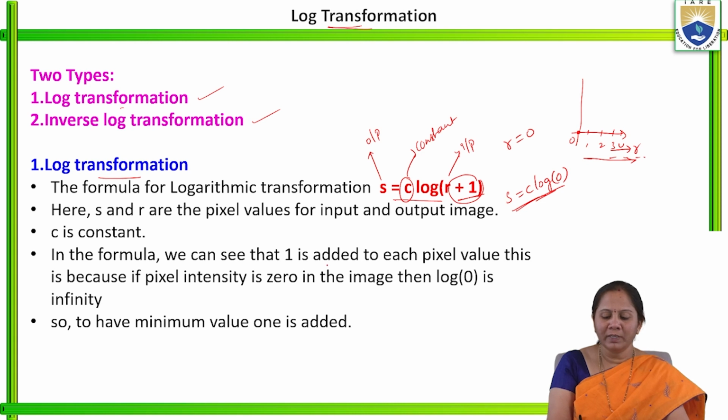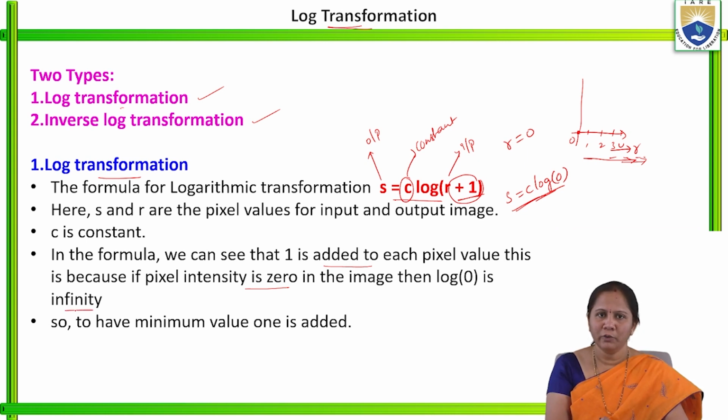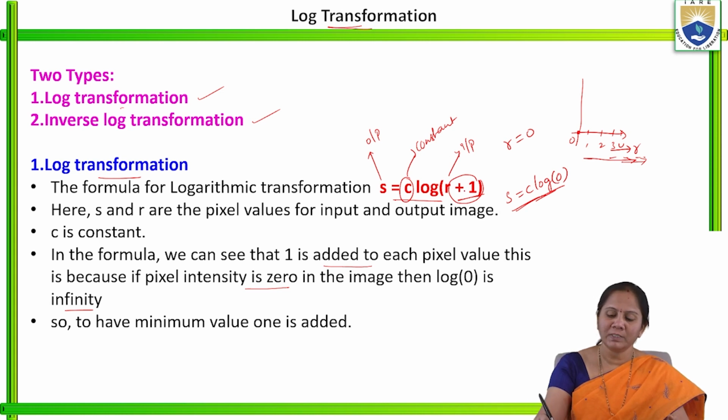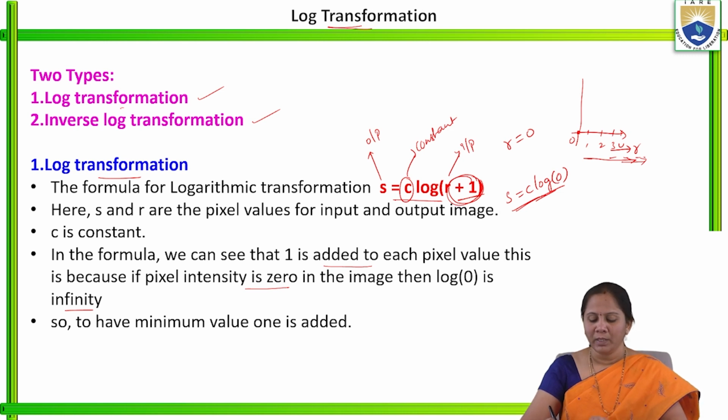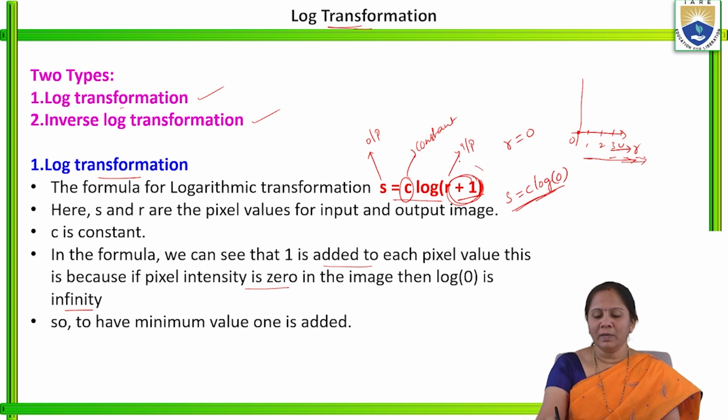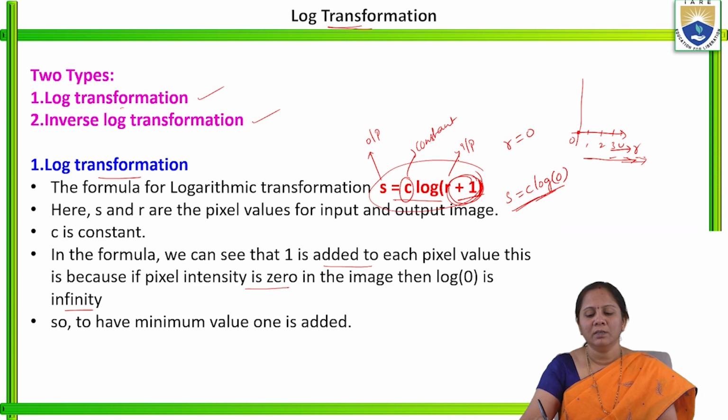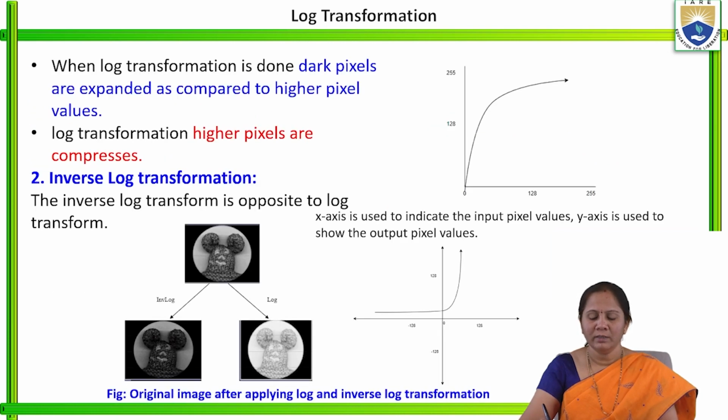So in the formula, 1 is added to each pixel value because for pixel intensity 0, that is if R is 0, you are going to get the value of S as infinite. So we have to avoid that. For that purpose, we add this plus 1. So the formula is S is equal to C log of R plus 1.